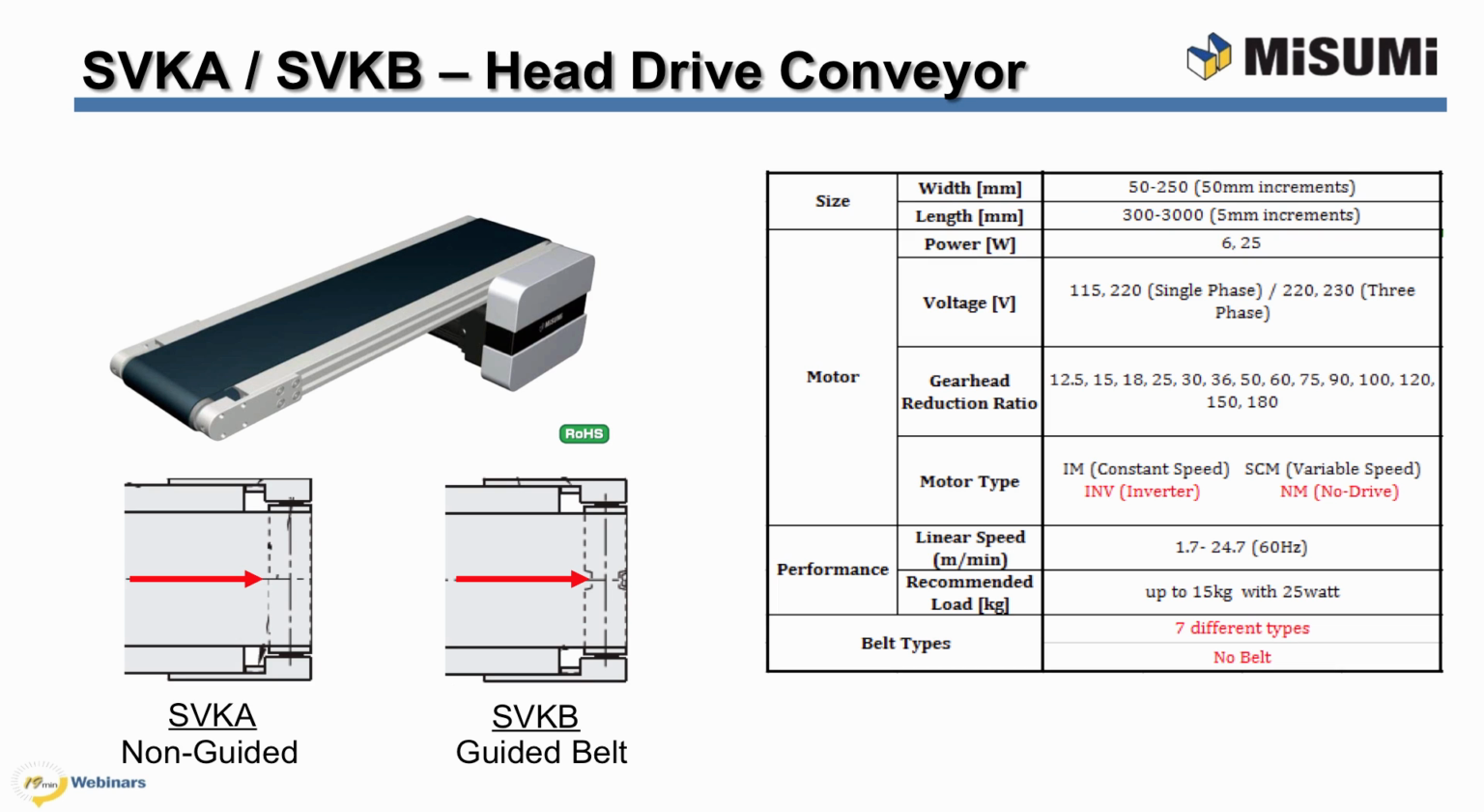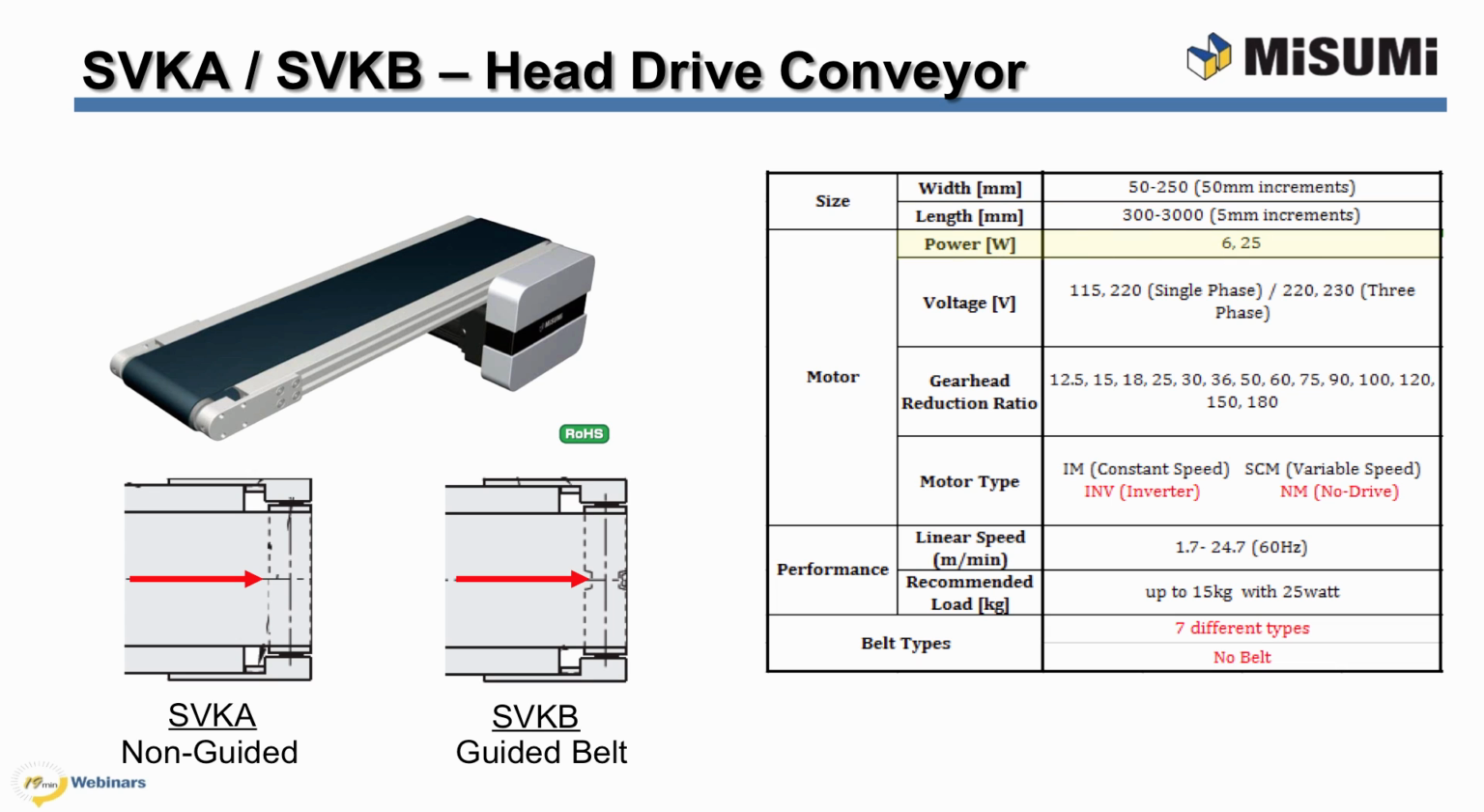This is the CV belt drive series. There are two types available, the SVKA and SVKB with head drive configuration. Both model types have the same specification, besides the fact that the SVKB utilizes a guided belt to help keep the belt from meandering. Width of the belt is configurable in 50 mm increments from 50 to 250 mm. Length is configurable from 300 mm up to 3000 mm. Please note that all of our SV series conveyor max length will be 3000 mm.